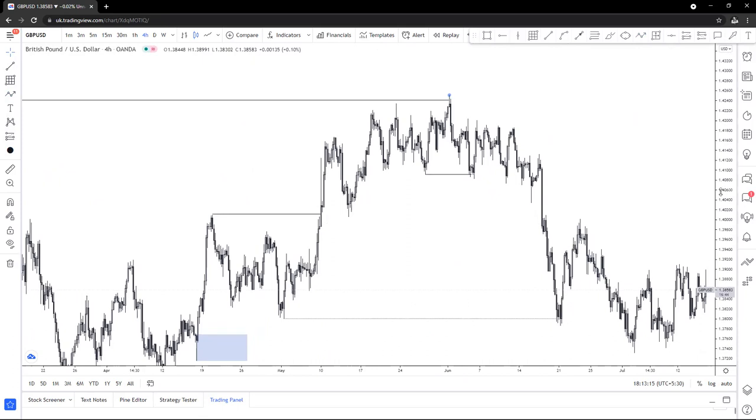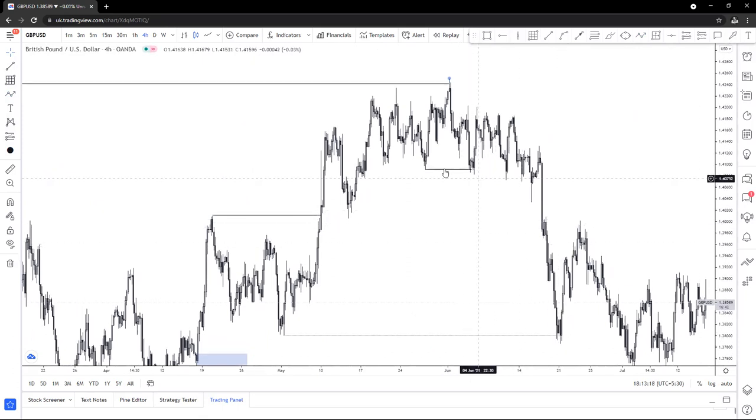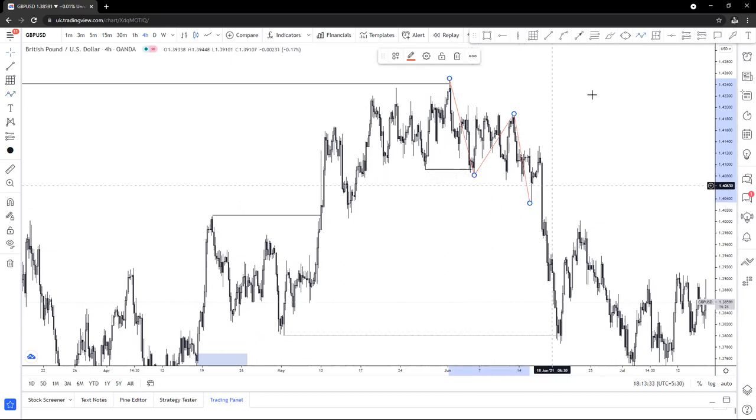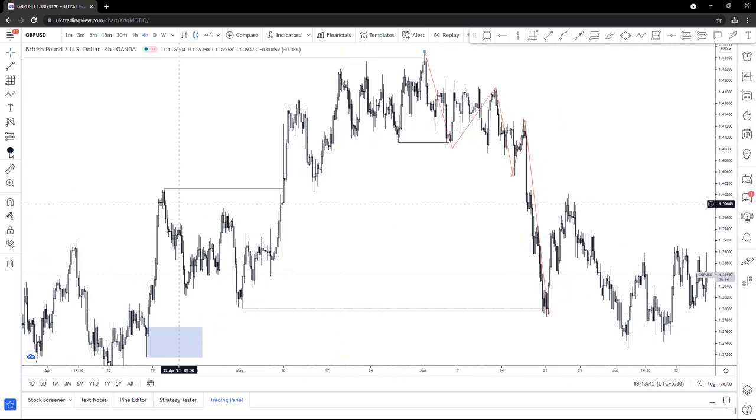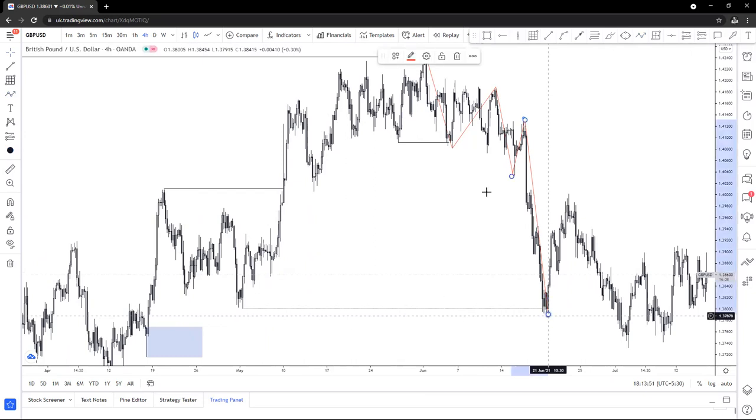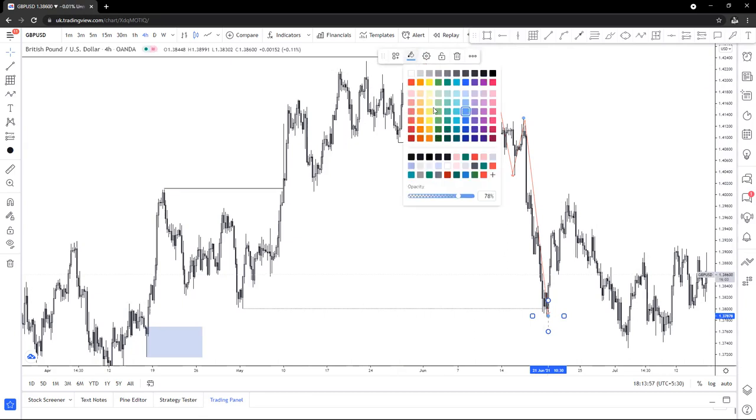Now, price broke structure right here. Then it went back higher and came back down, and broke this structure once again. Then price went higher and came back down lower. Now, what is our range on the 4 hour? From this high right here to this low down here. Awesome. I hope you understand what I told you so far.